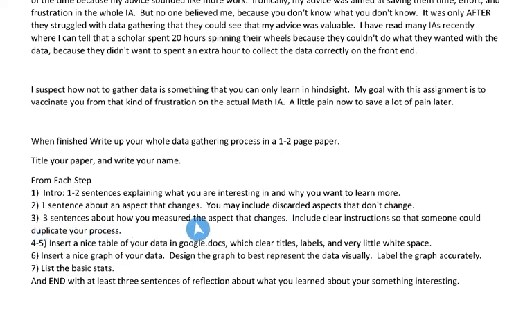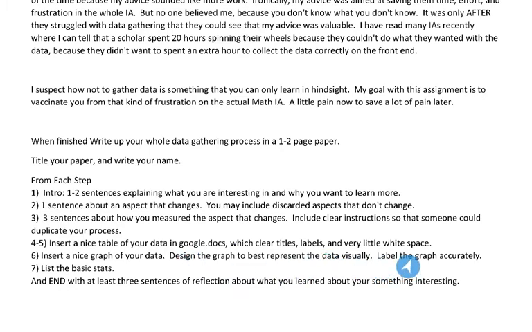I want about 3 sentences about how you measured that aspect that changes. Include clear instructions so that someone could duplicate your process, because you will be making up these steps, not getting them from somebody else. Insert a nice table of your data in Google Docs with clear titles, labels, and very little white space. I'm seeing lots of very large, very ugly tables from my seniors, so we're going to work on this little skill. And then I want you to insert the nice graph of your data that you made in Google Sheets.